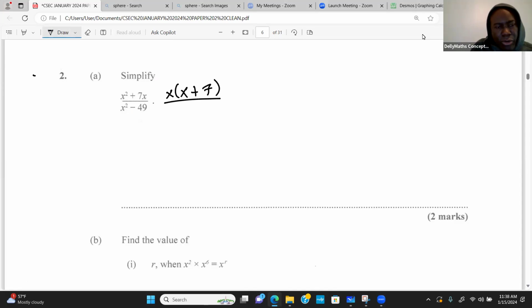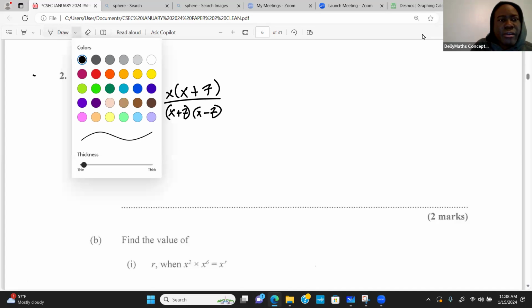This is going to be all over the denominator, which is x squared minus 49, the difference of two squares. So we're just going to introduce two brackets. We're going to put the square roots of the two terms there, so x and 7, and we put a plus in one and a minus in the other.